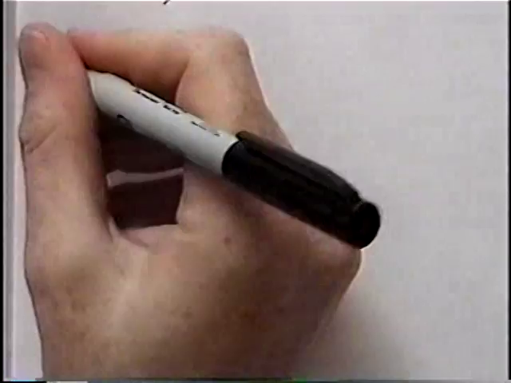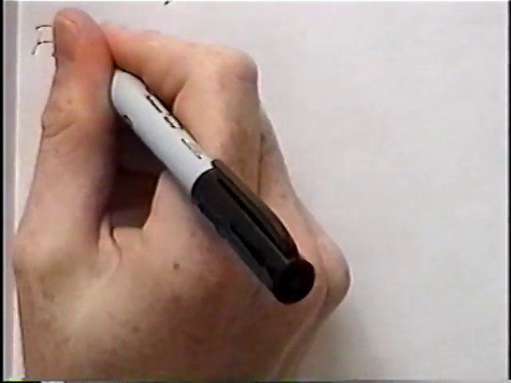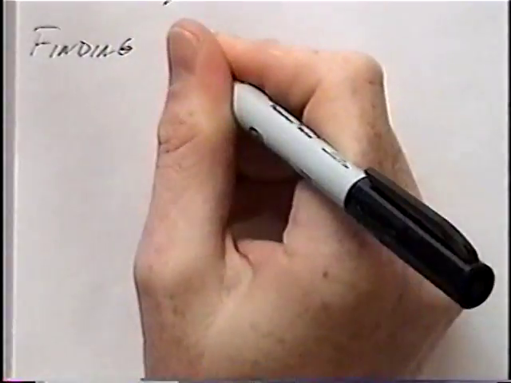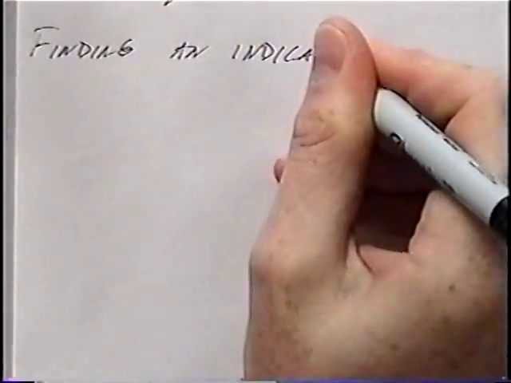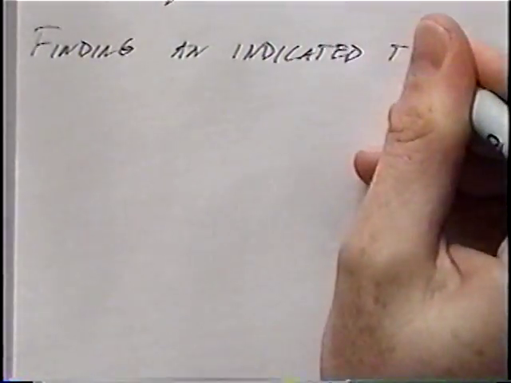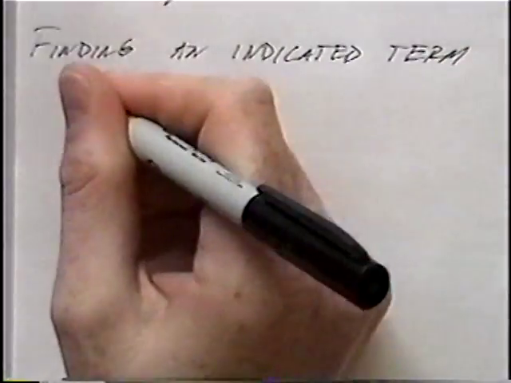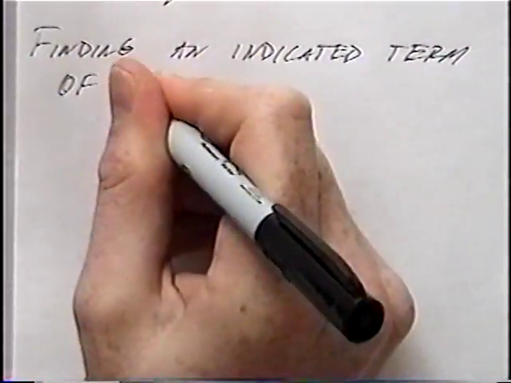Title of the next section is Finding an indicated term of a geometric sequence.